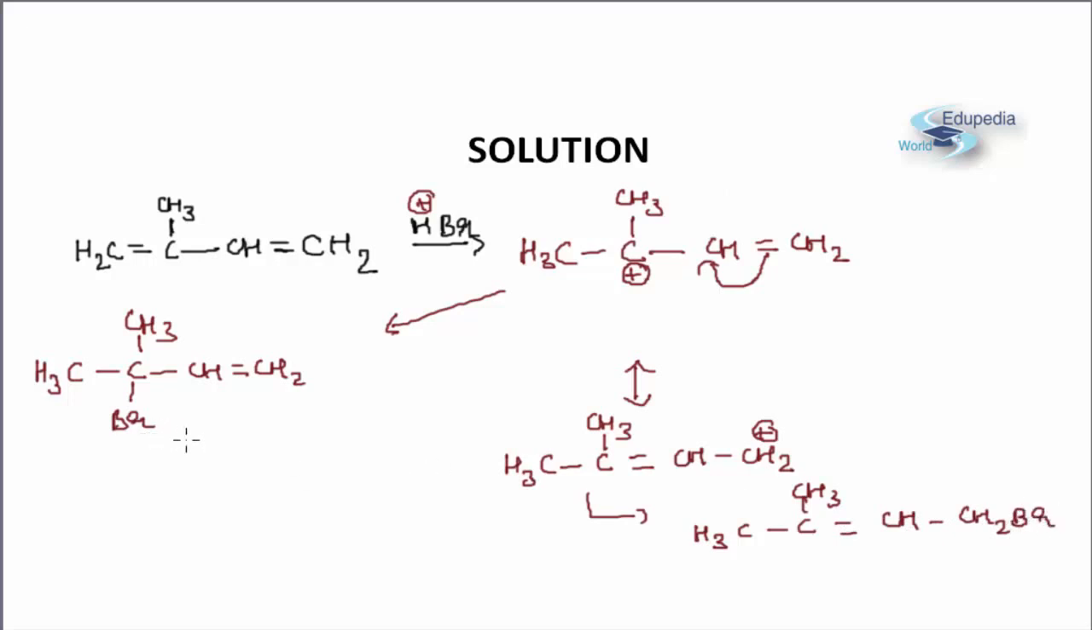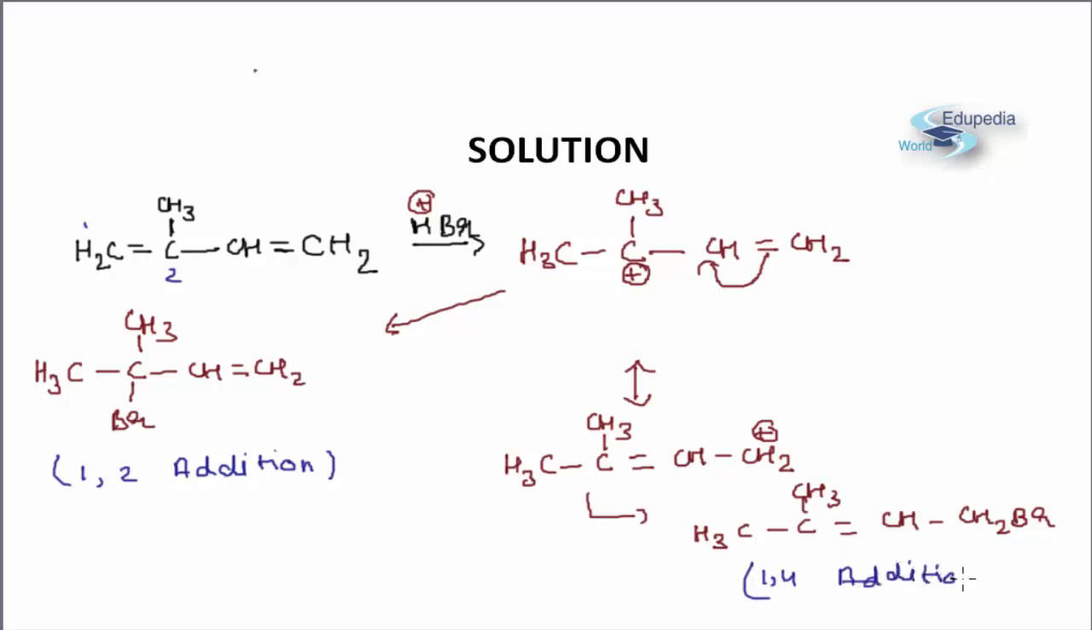So if we now consider the products, this would be a 1,2 addition product. Why 1,2? Because the addition is happening at these two positions, 1 and 2. That is why we are calling it a 1,2 addition product. And then if you look at this product, hydrogen has been added here and bromine has been added here. So that is 1, 2, 3, 4. That is a 1,4 addition product. So these are the two possible products.